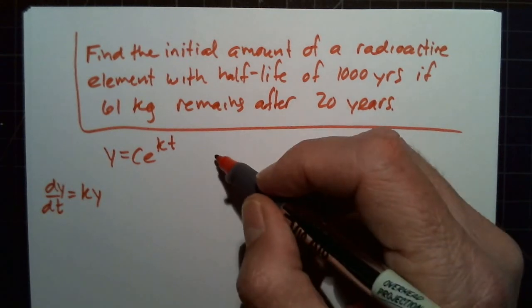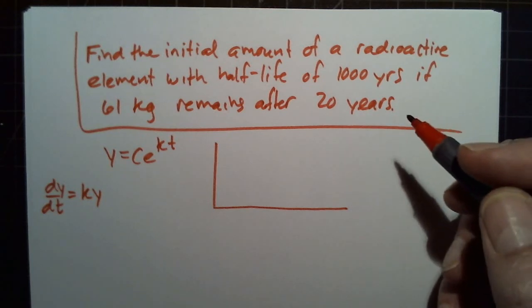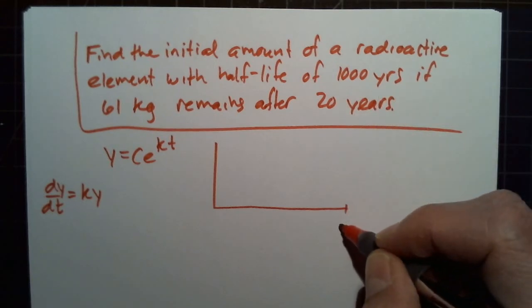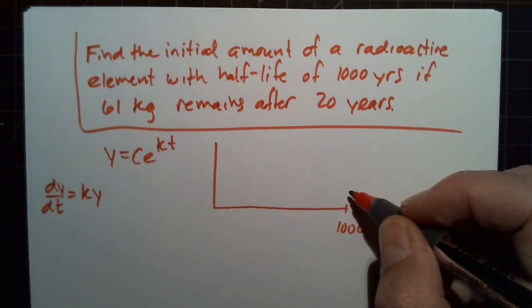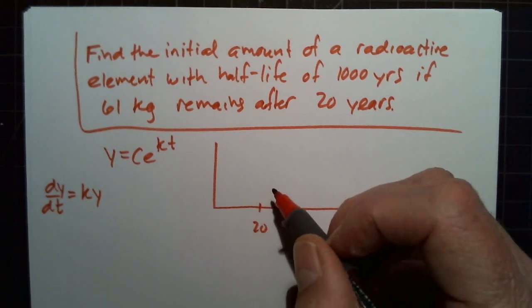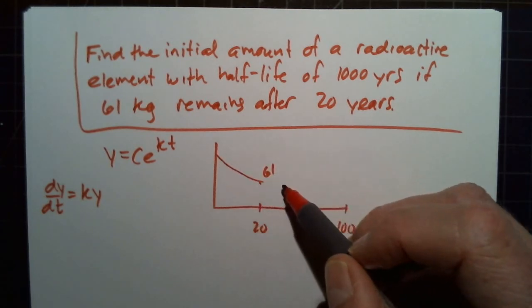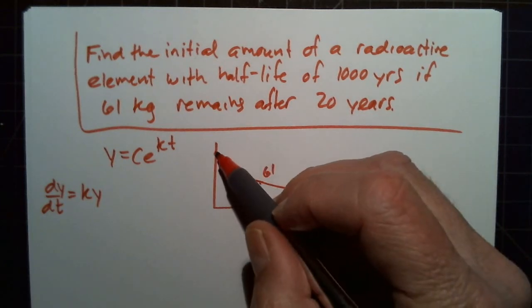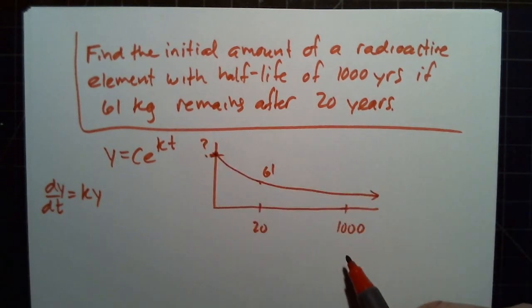So why don't we just look at, we do have a lot of information here, some points on the graph. Half-life is 1,000 years, so we know after 1,000 years half the amount would be left. After 20 years, we know there's 61 kilograms, so it's doing something like this. Find the initial amount. We need to find out what that is.